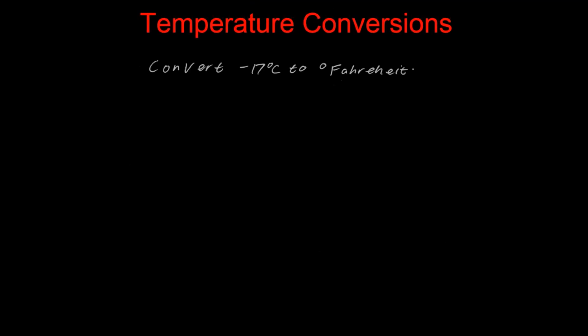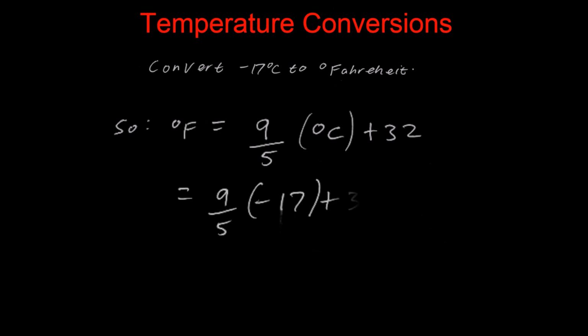Let's take the same negative 17 Celsius and convert this to Fahrenheit. So applying our conversion, Fahrenheit will be 9/5 times degrees C plus 32, substitute in the negative 17, and you should end up with 1.4 Fahrenheit. So those are the temperature conversions. Like I said, I may ask you to convert between Celsius and Kelvin quite frequently, and a lot less from Fahrenheit to Kelvin or Fahrenheit to Celsius, but you should be aware of how these things are done.